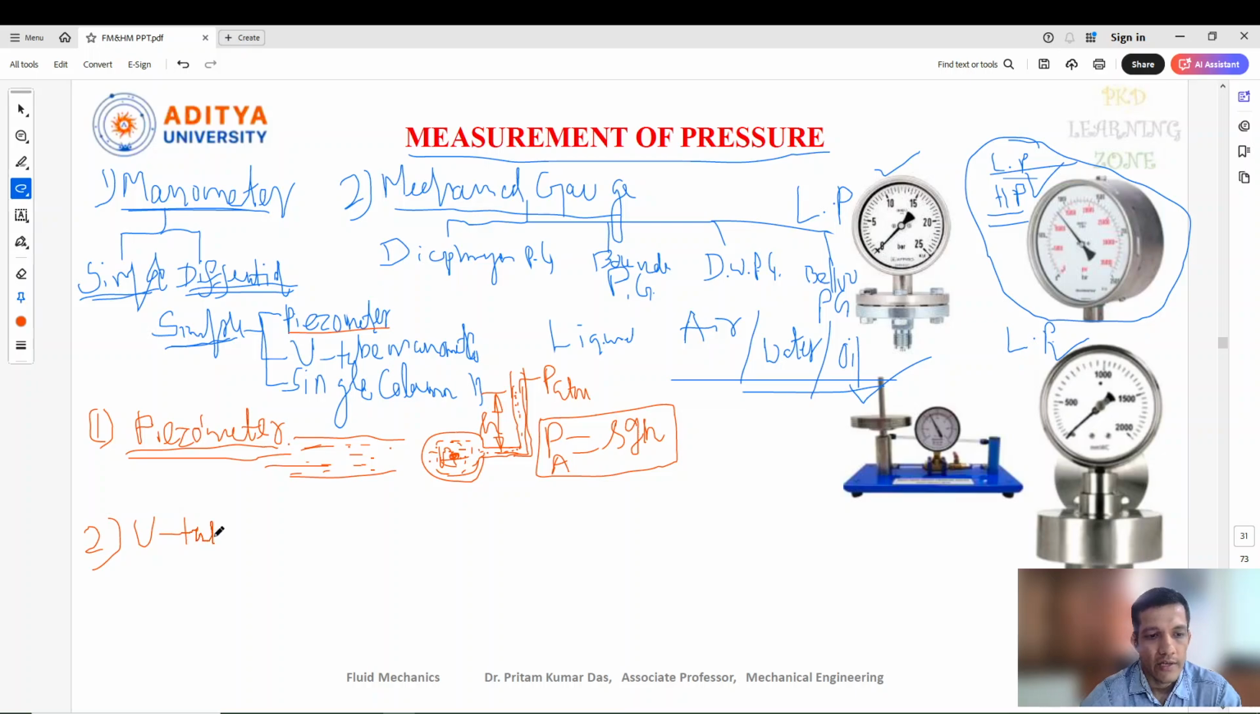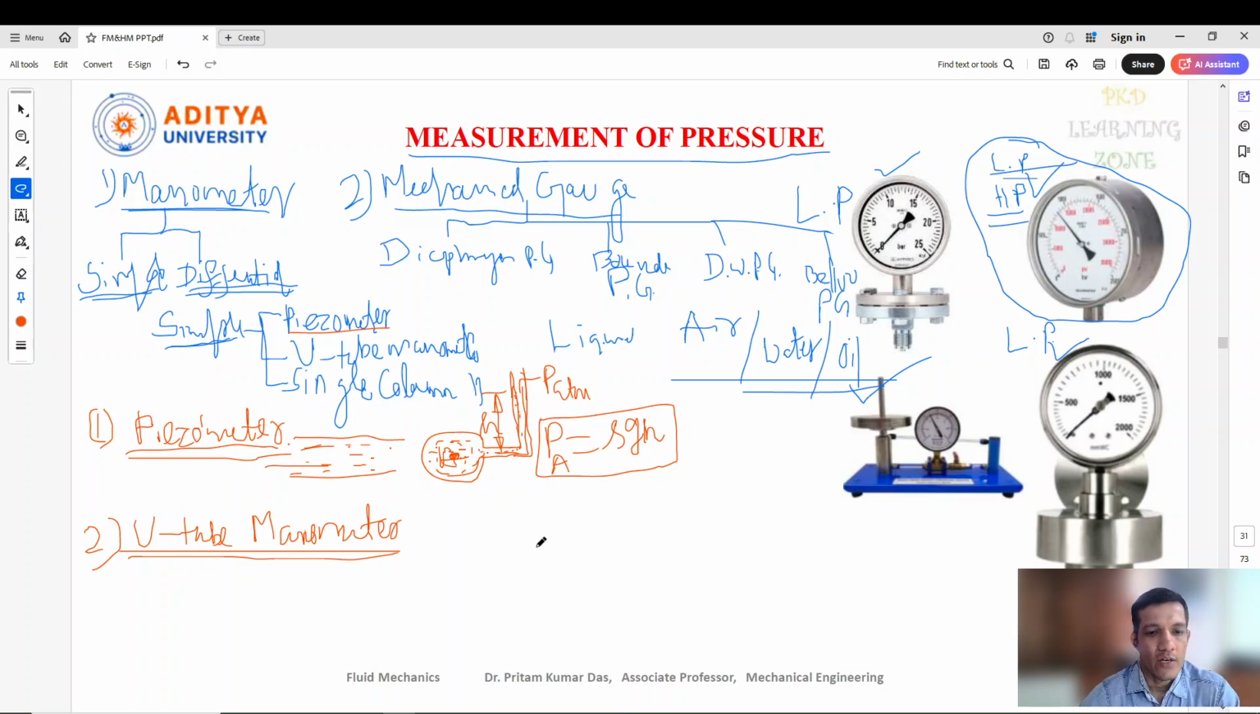Similarly, the second one is the U-tube manometer. The name itself gives a description of the manometer: the shape will be a U. This kind of tube is made of glass, and markings will be there on the glass tube. The scaling will be there so that you can easily identify the value of the height, how much the increment is.